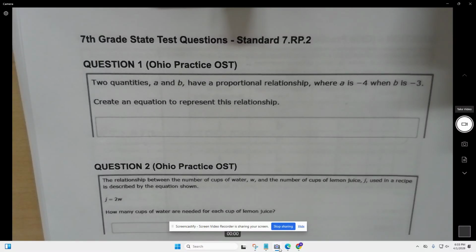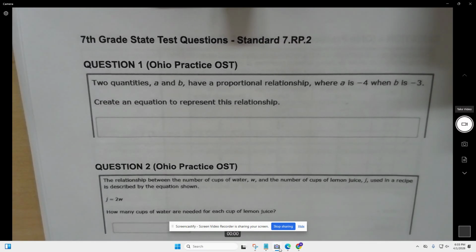7.RP.2. This is ratios and proportions, part 2. This is far and away the standard with the most questions that have been released by the state. I think our second highest standard was somewhere around 16 questions. This has double that. This has, I believe, 31 questions. It's going to be a lot, but let's get into it. Okay.